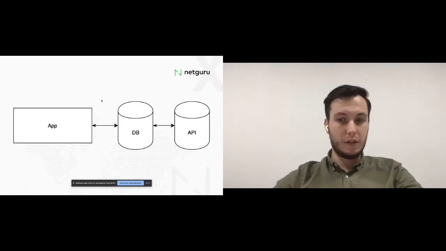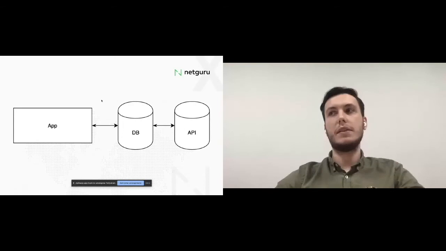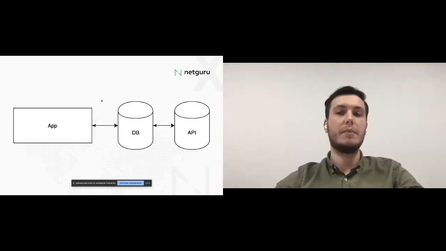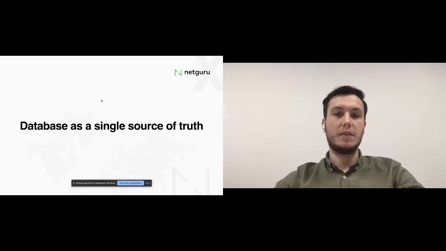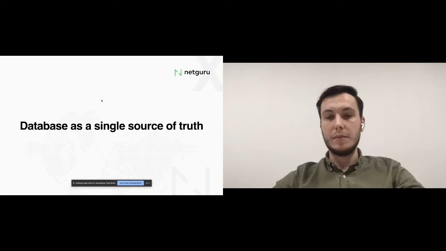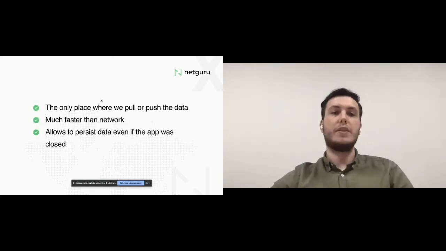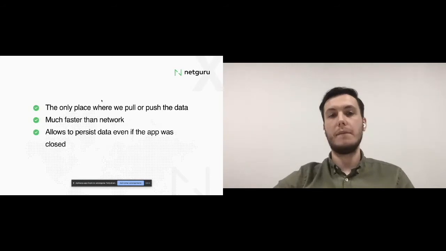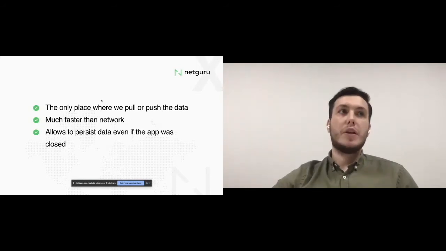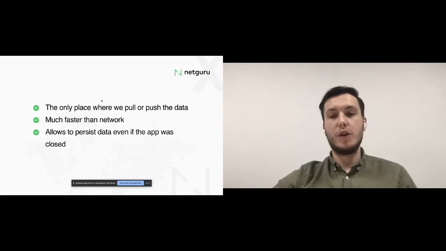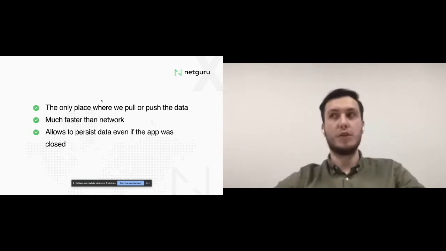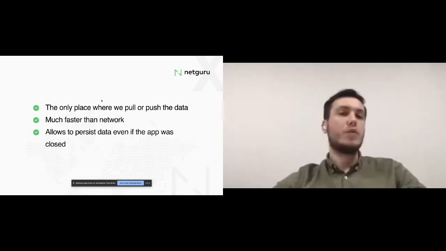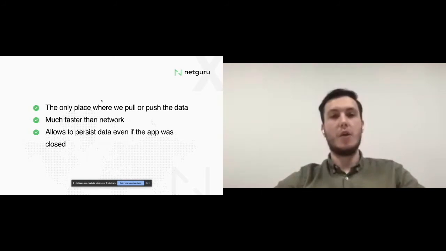We should implement this, but it's not only the database that matters. You really need to make the database a single source of truth. That means the database should be the only place where we pull or push the data, because everything we have to send to the backend should be written to it, and everything that we download from the internet will be saved to it.